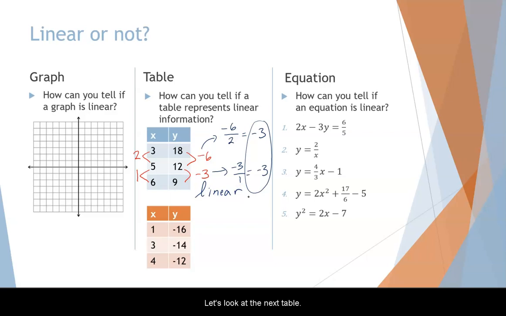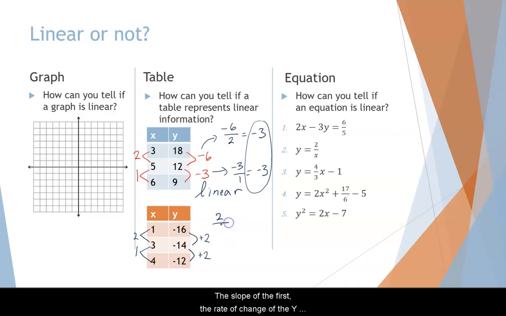Let's look at the next table. Going from -16 to -14 is an increase of 2. From -14 to -12 is also an increase of 2. Let's look at the change in the x's. Going from 1 to 3 is an increase of 2. From 3 to 4 is an increase of 1. I can tell right now this is not going to represent a linear function.